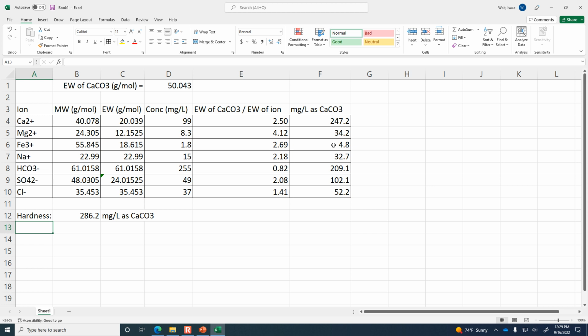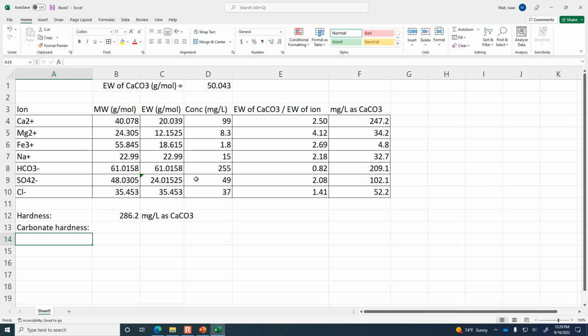How much of that hardness is associated with the carbonate anion? We call that carbonate hardness. Just to make space here, I'm going to make this column a little bit wider. So carbonate hardness is going to be equal to the as CaCO3 of our bicarbonate. So it is 209.1 is the carbonate hardness, milligrams per liter as CaCO3.